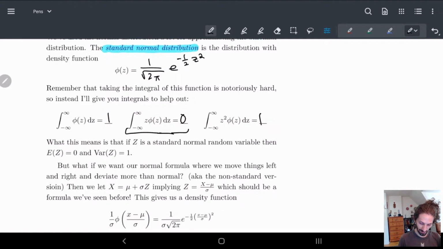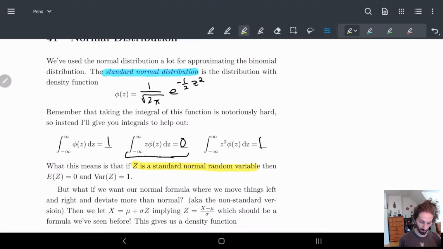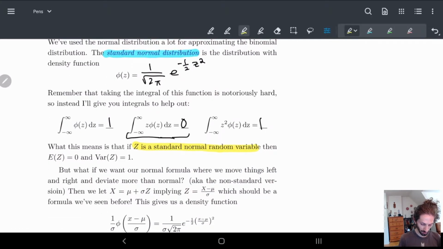So what this basically is saying is, if I have z be the standard normal random variable, so it's coming from a standard normal distribution, then the expected value of z and the variance of z are equal to 0 and 1 respectively. But if you recall what we did in the last video, we were able to scale and alter our continuous into standard continuous. And we can do the same thing with normal. We can take our standard and move it to normal distribution.